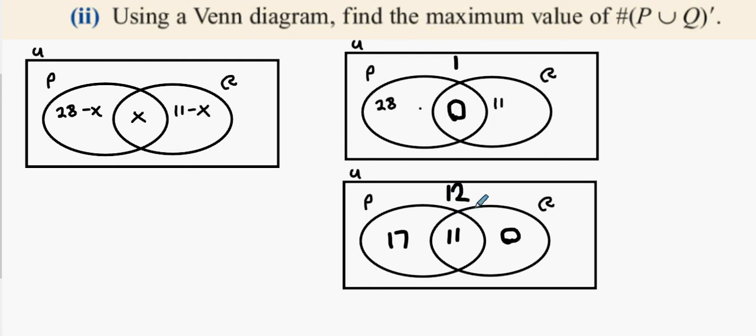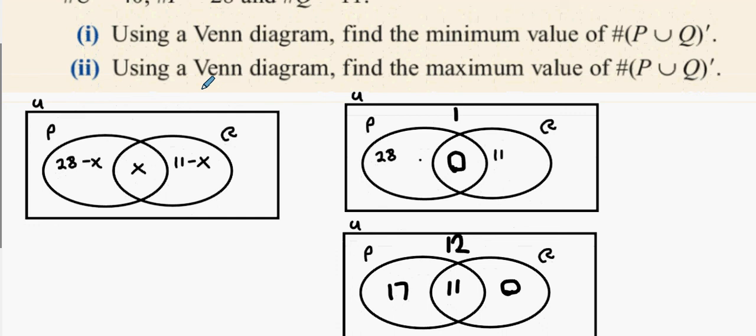Now here's my question for you. On the Venn diagram, find the maximum value of the complement of P union Q. Everybody outside of P union Q. Which one's bigger, 1 or 12? 12. So 12 is the answer for that one. Using the Venn diagram, find, sorry, you're right, I'm wrong. The minimum value is the first question. Find the minimum value of the complement of P union Q, which is 1. Second one, find the maximum value, 12. Is that alright with you guys?